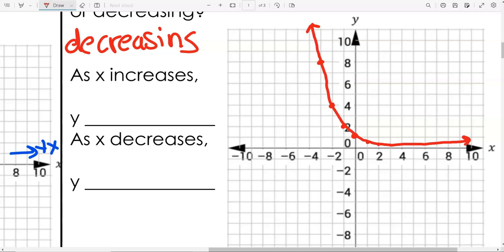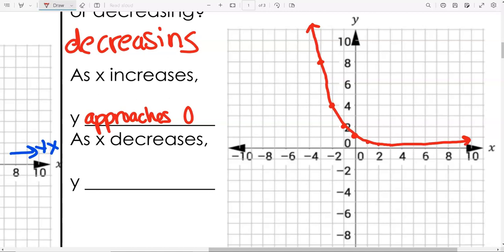It is decreasing. So this time, as x increases, so as I move forward with my graph, where are my y's going? They approach 0. And then as I went backwards, what did my y's do?